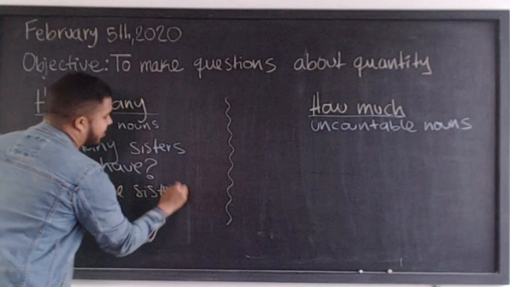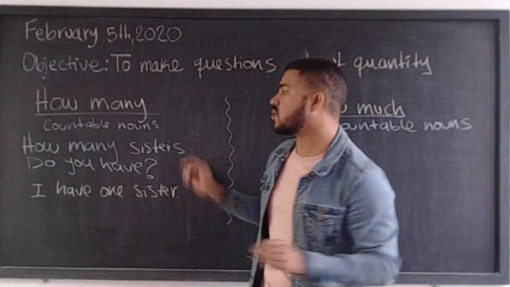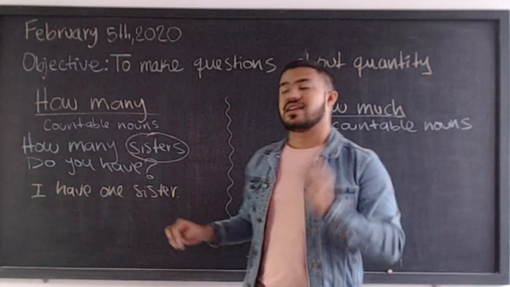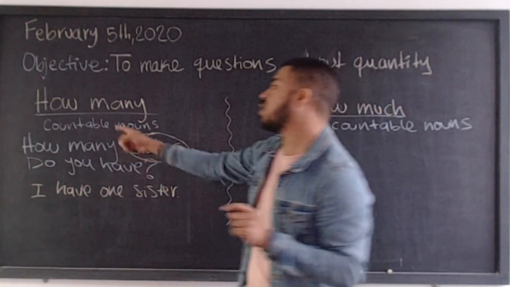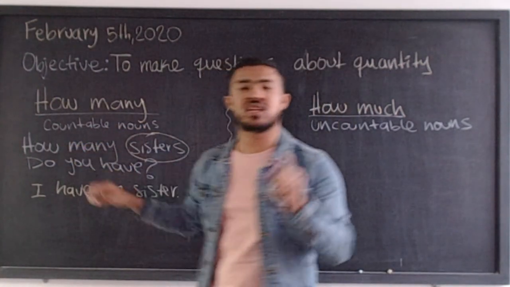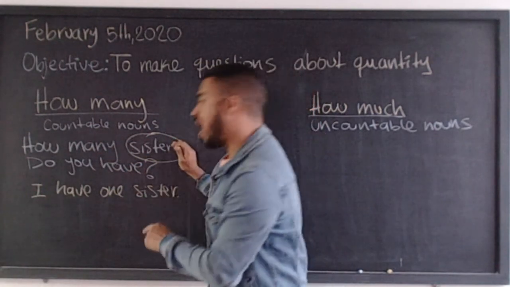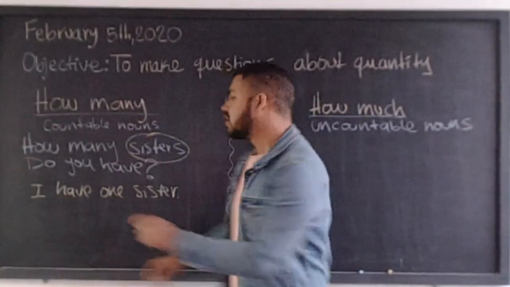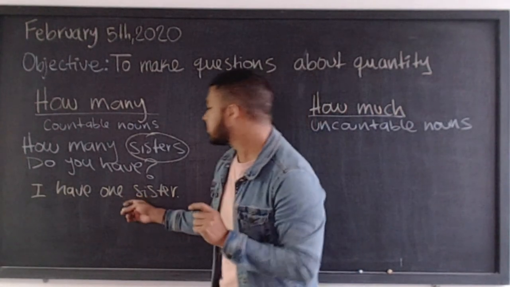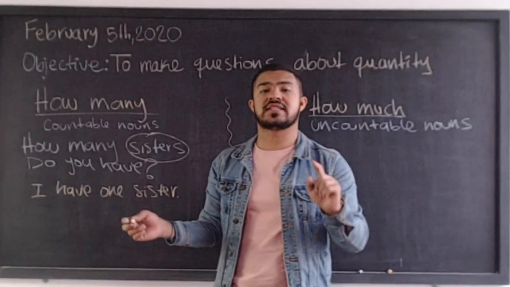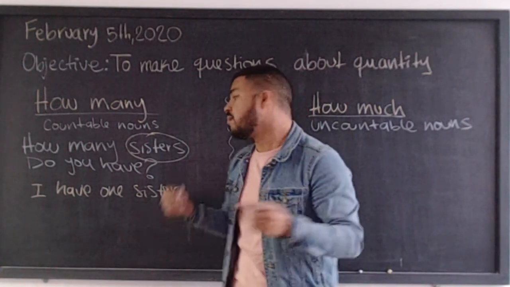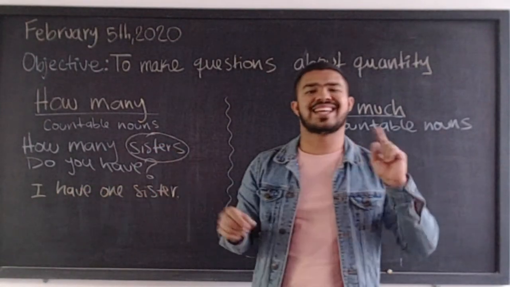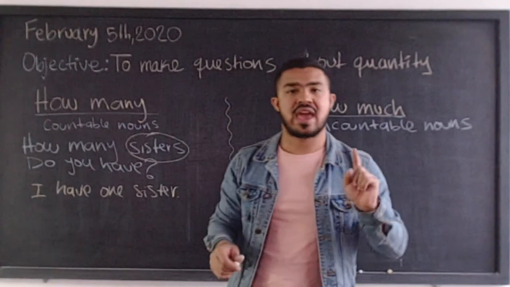Very good, Nicholas. As you see here, guys, in this question, we're asking about the number or the quantity of sisters. Sister is a countable noun. For that reason, I use how many to ask. How many sisters do you have? And he says, I have one sister. So I use one, okay? Because I can count the sisters. If he had more than one sister, he could say, I have some sisters, or I have three, or the exact number of sisters he has, okay?